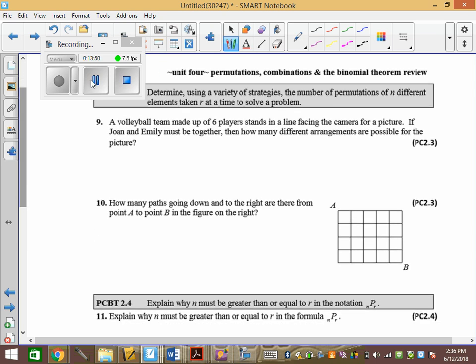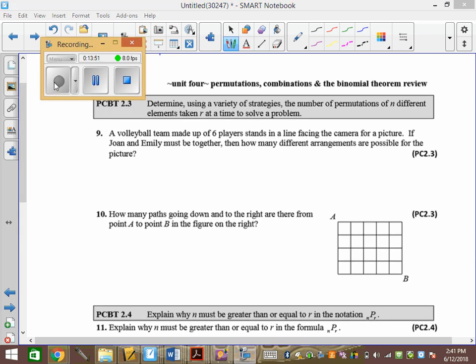Try these out. A volleyball team made up of 6 players stands in a line facing the camera for a picture. If Joan and Emily must be together, then how many different arrangements are possible for the picture? 1, 2, 3, 4, 5, 6. Joan and Emily must be together. So 2, then 1, 4, 3, 2, 1. And I have to multiply by 5, so 240.